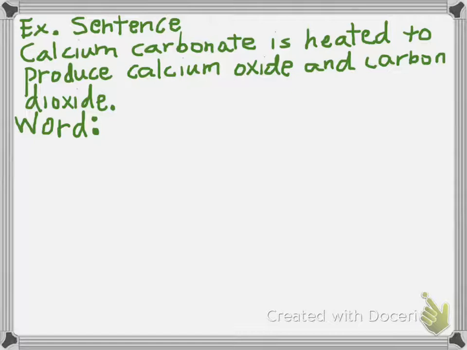Once we have our word equation, the next thing we're going to do is write a skeleton equation. The difference between the word equation and skeleton equation: the word equation has words in it. In the skeleton equation, all of those words, so those elements and those compounds, have become chemical formulas. So in our skeleton equation, everything's a chemical formula. We have to be careful. We have to make sure our chemical formulas are written correctly for molecular and ionic compounds.